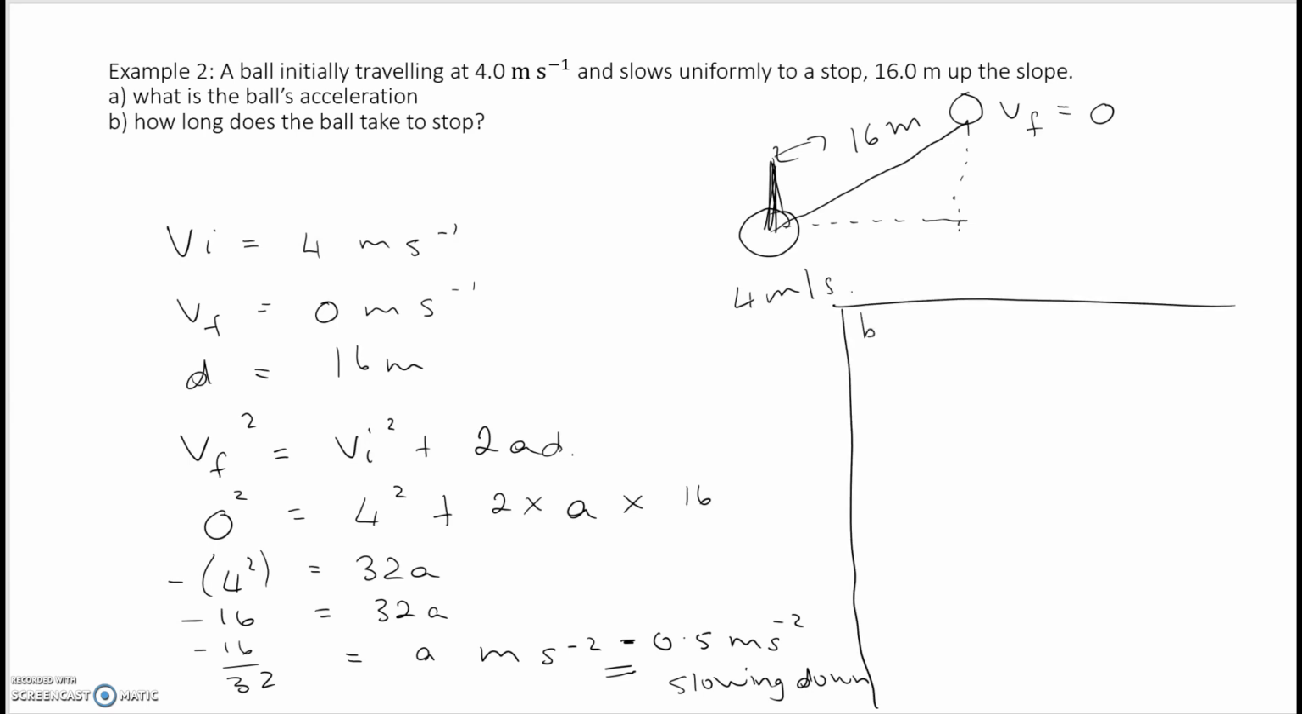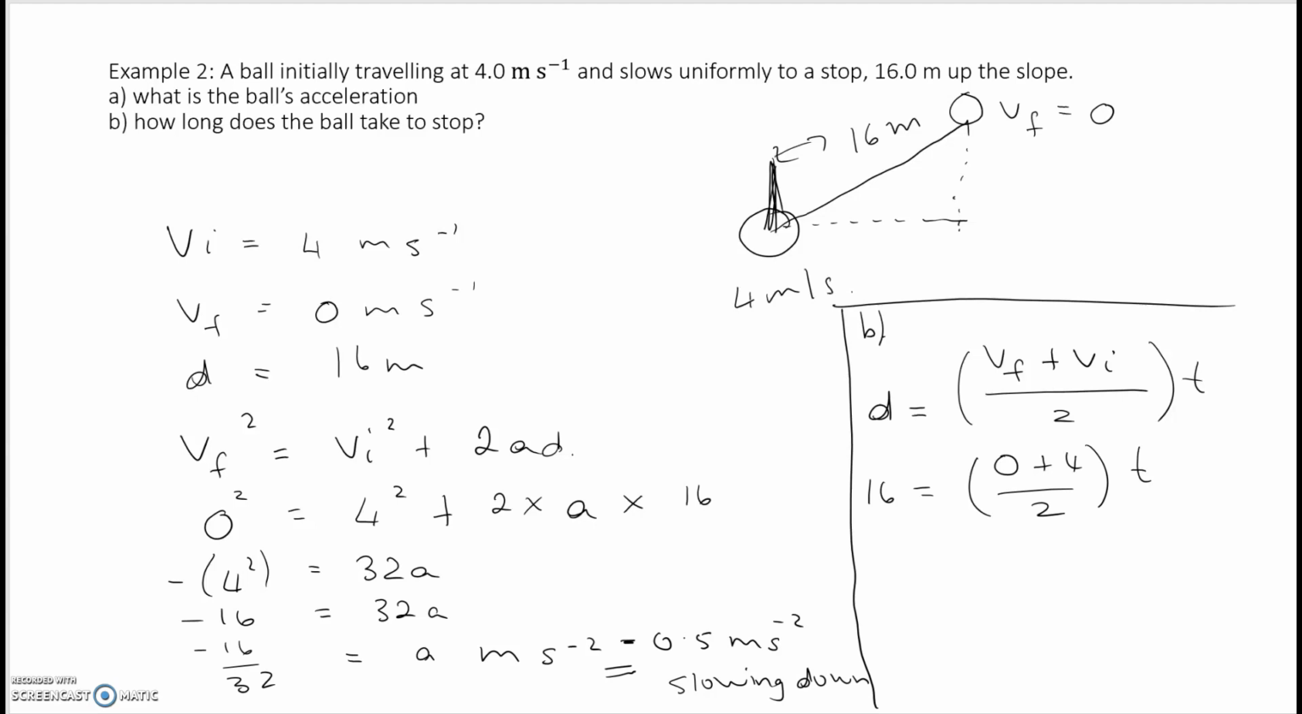Part B says, how long does the ball take to stop? Well, let's use this version. We know that d equals vf plus vi over 2 times t. Let's fill in what we've got. We've got the displacement is 16. We've got that it's equal to 0 plus 4 over 2. The only thing we don't know is time. So 16 equals 4 over 2, so that's 2t.